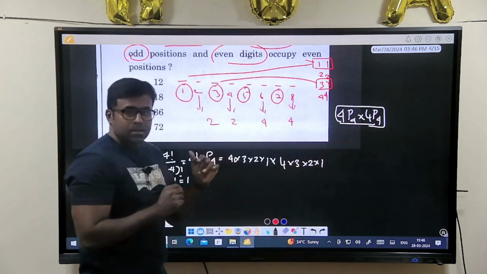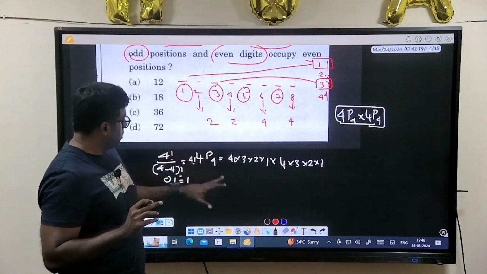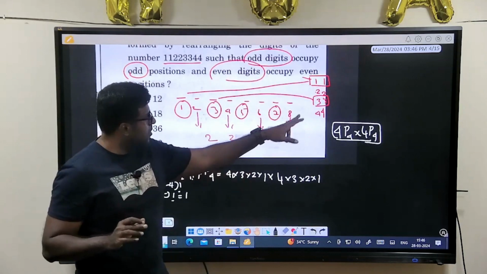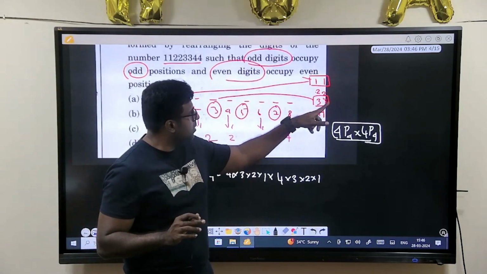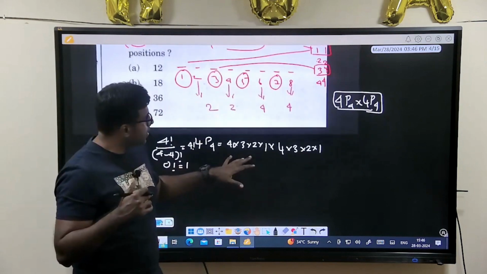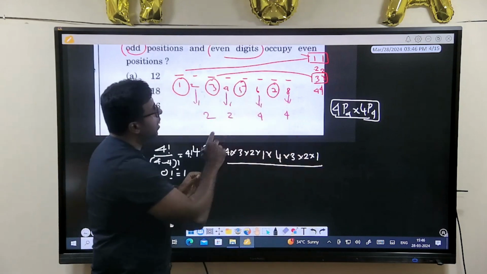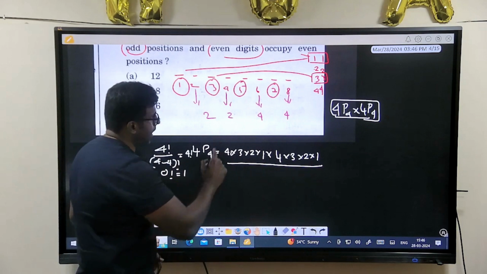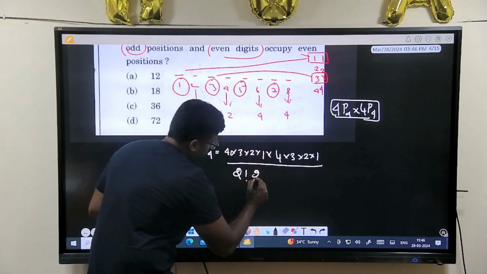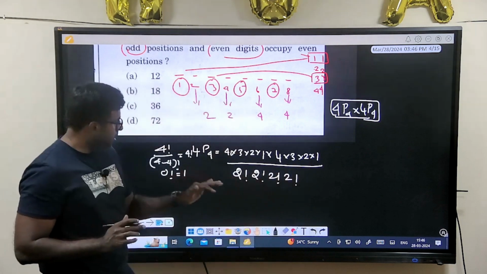But one small thing is that here, 2 numbers are the same, that is 2, 2, 3, 3, 4, 4. So what you have to do is divide by however many repetitions you have. 1 is repeated twice, 2 is repeated twice, 3 is repeated twice. That means 2 into 2 into 2.